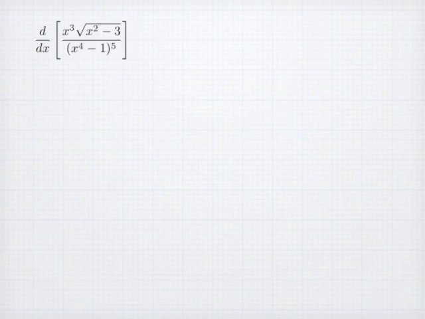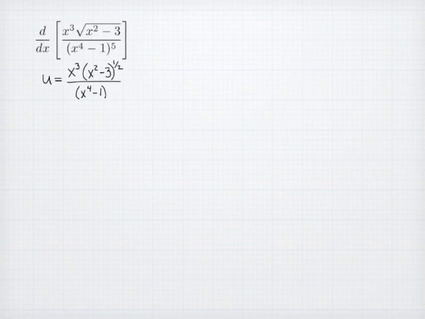To illustrate these principles, I'll look at the following example. We want to take a derivative, and so here's where we identify our u. We want to take the derivative of x cubed times the square root of x squared minus 3. Let's rewrite that as a power: x squared minus 3 to the 1/2 power. And we want to divide that by x to the 4th minus 1 to the 5th power. So that was step 1.